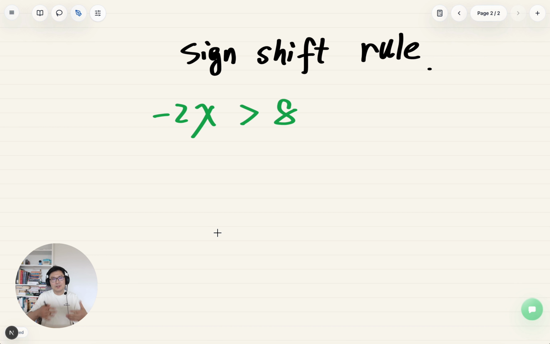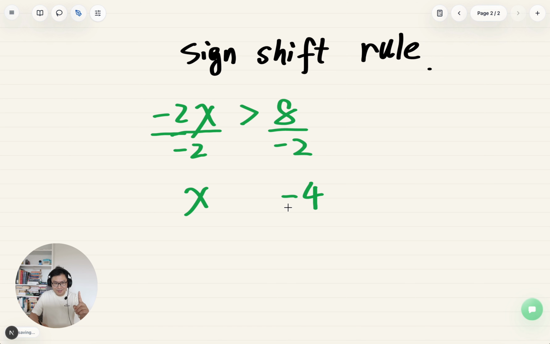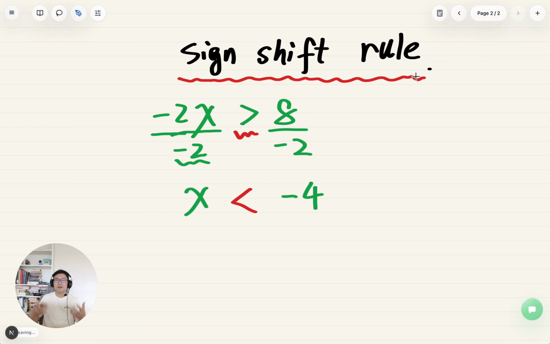Then you want to find out what the domain for x is, like how big or how small x has to be. So you have to divide both sides by this negative 2 so that you can isolate x. That's the same skill that we use for equations, remember? So let's divide this side by negative 2, and divide this side by negative 2, and you get x on the left side and negative 4 on the right side. But since you are dividing both sides by a negative number, negative 2, you have to shift the direction of the inequality symbol. You have to shift it to a less than sign. Just keep this rule in your mind and then you won't have any difficulties solving inequalities.